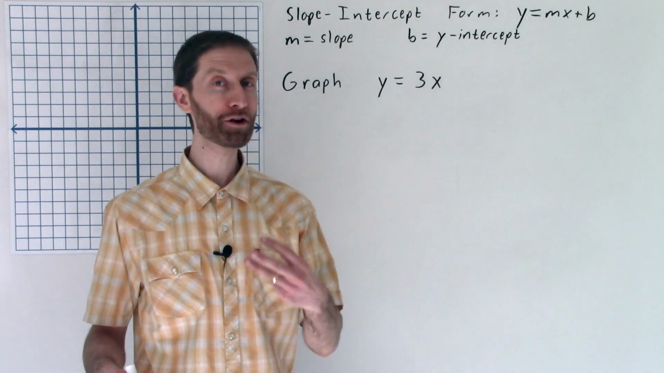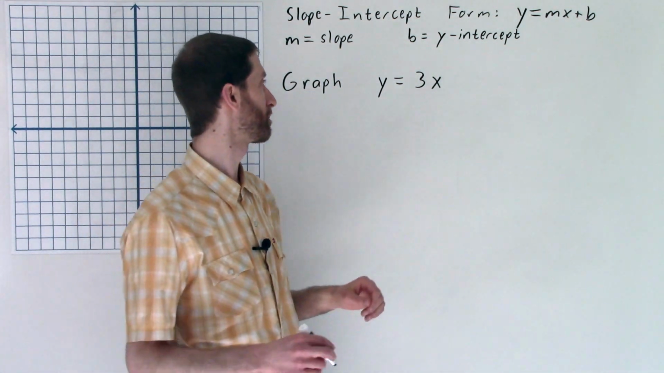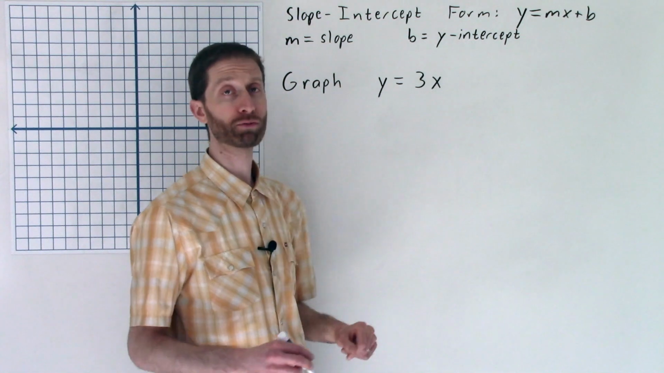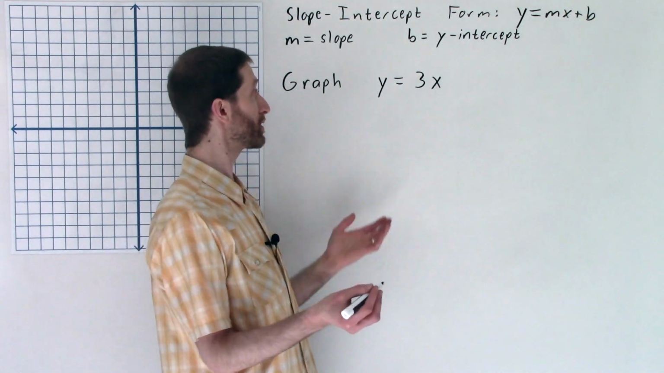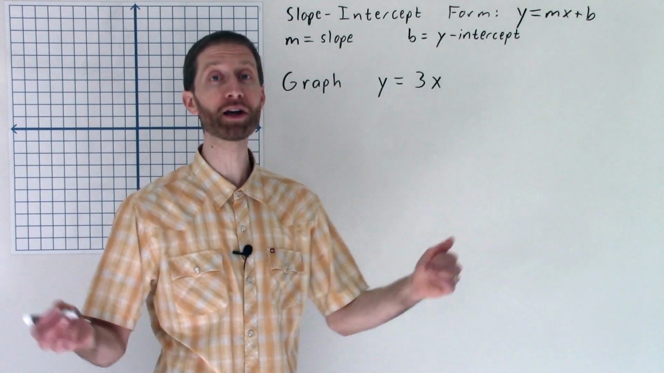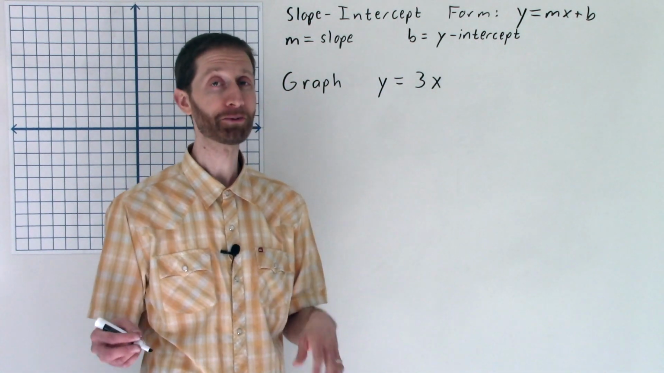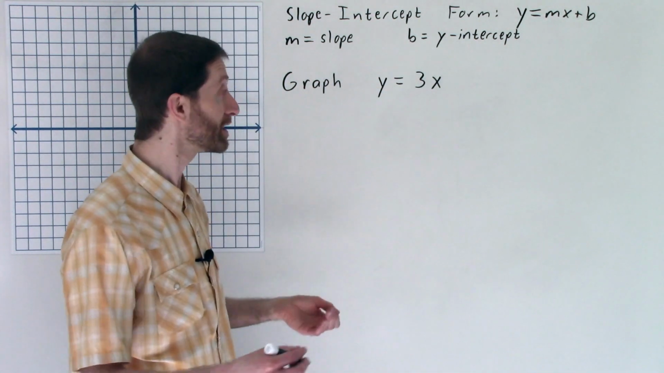And here we are in the third problem of graphing slope-intercept form. This says graph y equals 3 times x. Where's the y-intercept? There's no b value. What are we going to do? Oh, we're going to chill. We're going to calm down. And we're going to notice that there really is a b value here.